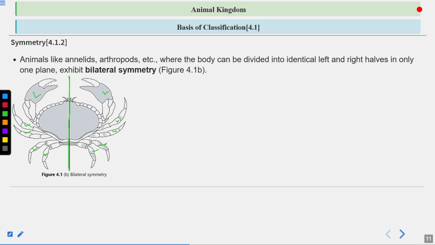But here what we are studying is the fundamental features. So symmetry is one of the fundamental features. We have three different types of symmetry. Asymmetry means no symmetry is there. The next is radial symmetry, and the most advanced is bilateral symmetry.